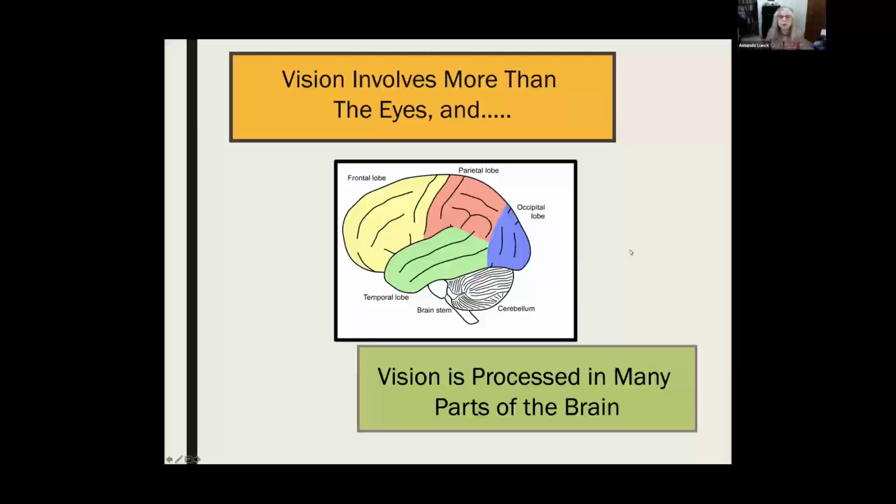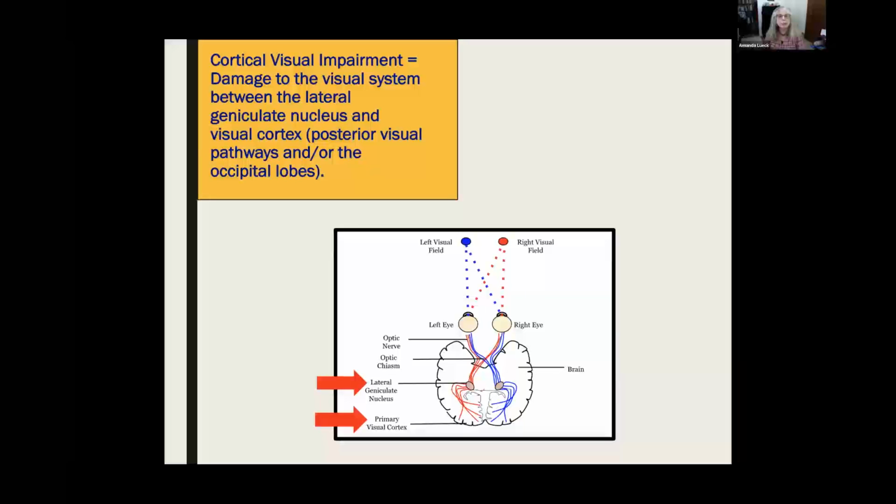So if you think about a camera, it's not just the image that goes to the camera, it's the way that the image is processed by the person who is looking at the image of the camera. So in the early days, it was thought that cortical visual impairment was the final definition of problems with brain-based visual impairment. And that was damage to the visual system between this part of the brain.